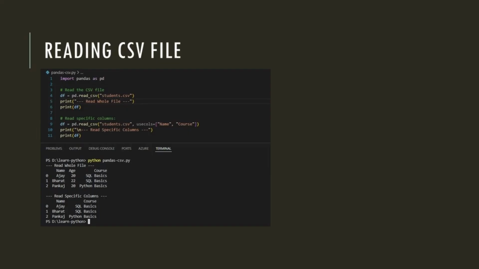Specific columns can be read using the usecols parameter with the read_csv function. Here we see that we are again reading from the students.csv file with usecols as name and course.